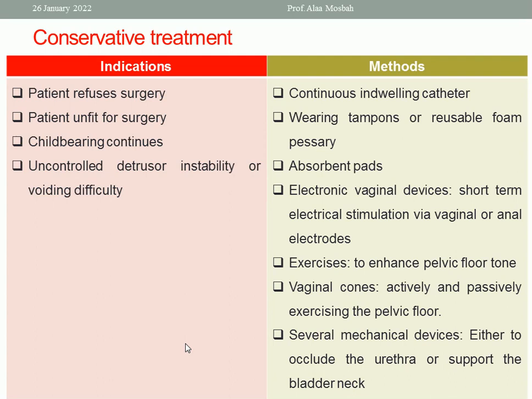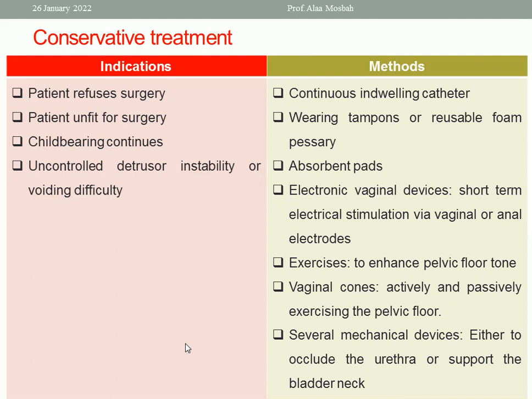What are the forms of conservative treatment? Maybe pelvic floor exercise, maybe using vaginal cones actively or passively exercising the pelvic floor, or using several mechanical devices to occlude the urethra or support the bladder neck. Encourage her to use absorbent pads or wearing tampons or a reusable foam pessary, or sometimes may need a continuous indwelling catheter, but of course a continuous catheter will be irritating to the patient.